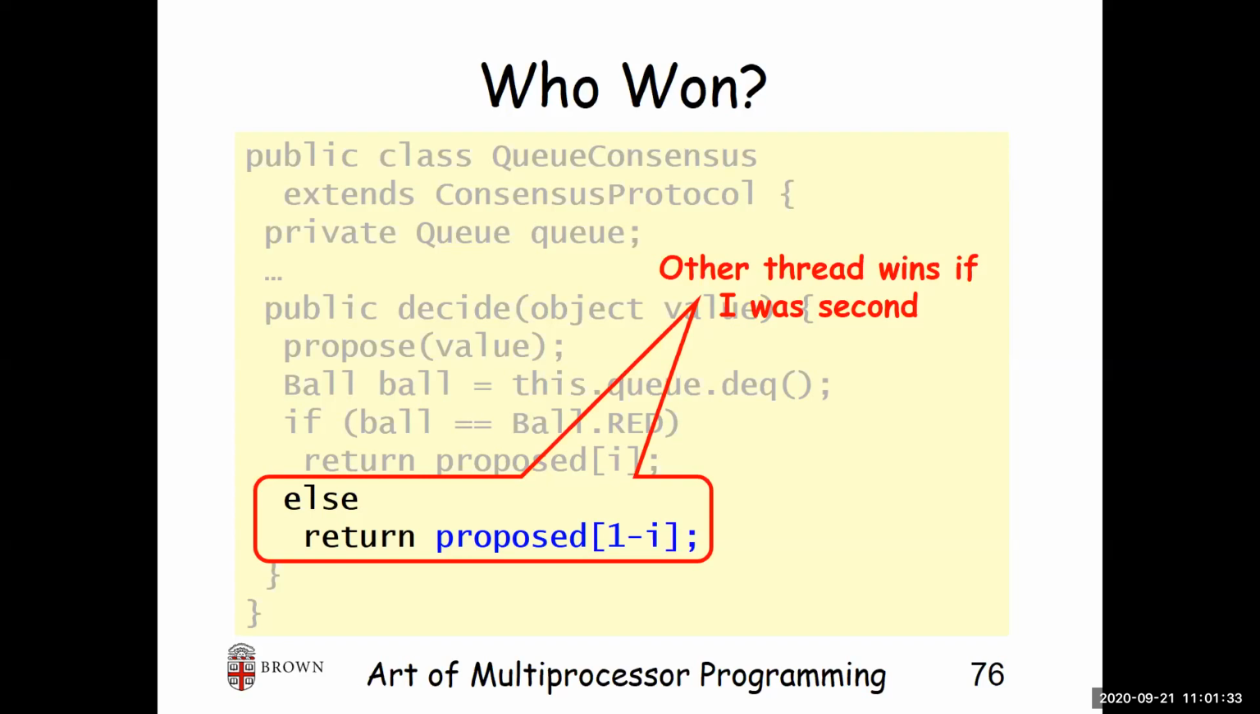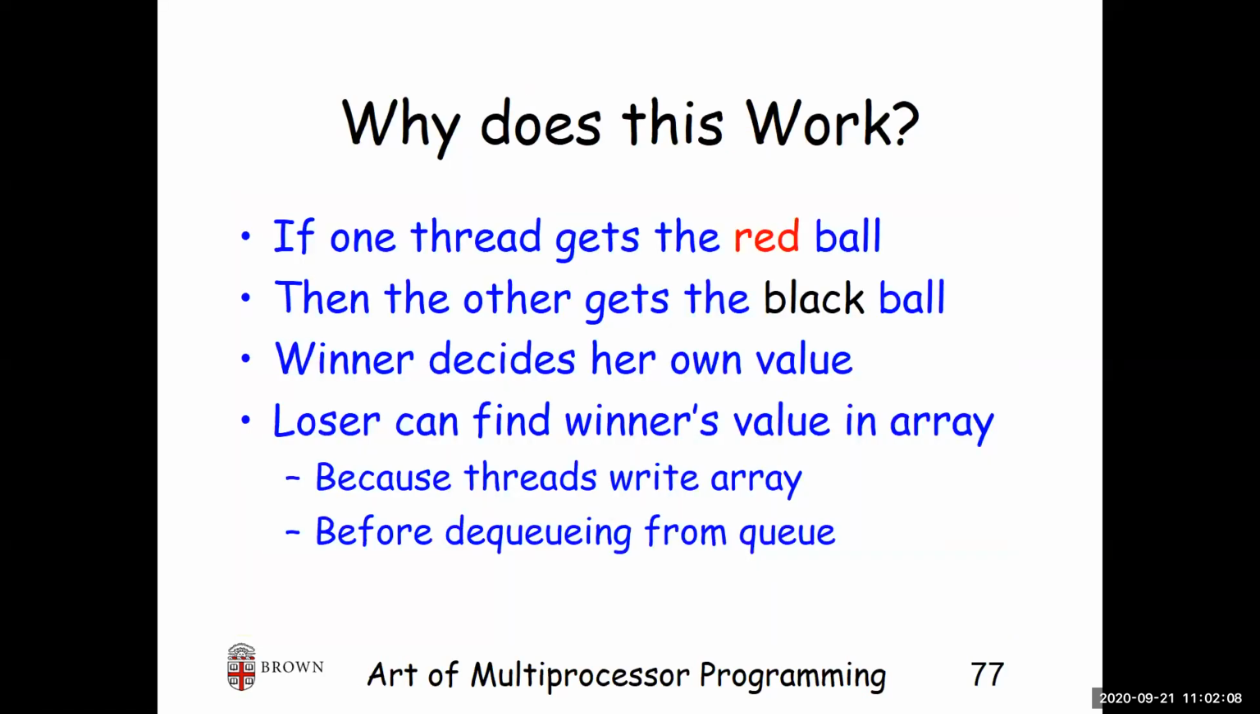So to recap, we're trying to make a two-thread consensus protocol, and we're showing that given this queue consensus interface, this queue consensus class, we can implement the consensus interface and create a wait-free algorithm to implement the protocol. Now it's only wait-free because we assume that the queue, NQ, and DQ methods, or the queue DQ method, is wait-free. Okay. So why does this work?